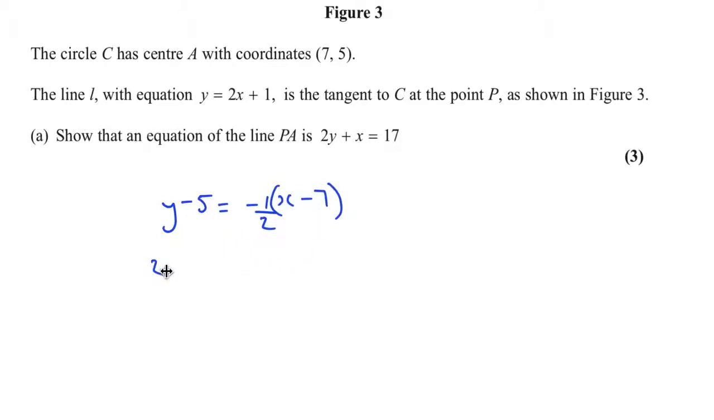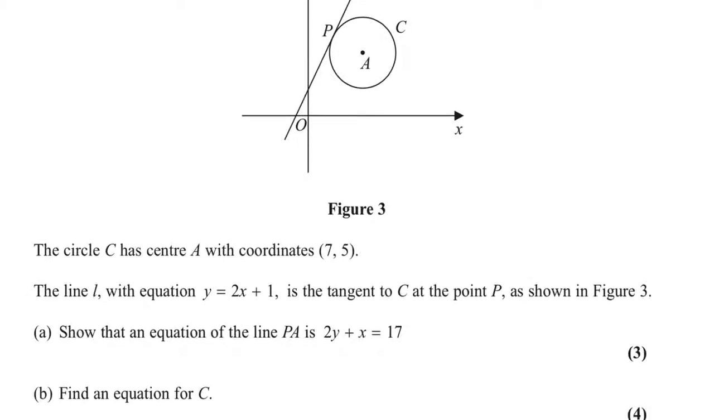And times by 2, so 2y minus 10. Expand these brackets, so that's minus x plus 7. We're nearly there now. We need to move the 10 to the right, so that's going to be 17. Move the x to the left, that's 2y plus x. So that's what we were after for part A.